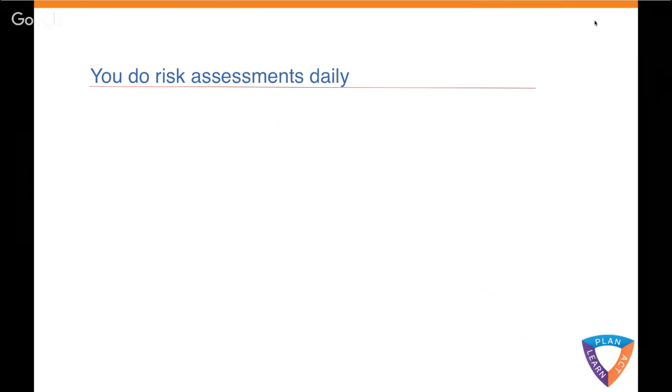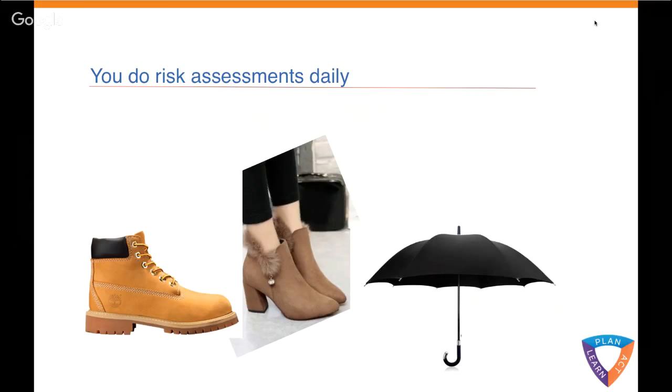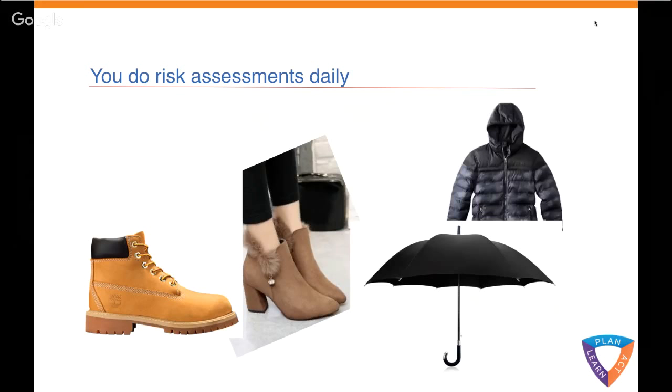You looked out the window, you looked at the weather, the ground conditions, and you determined what footwear to wear. You looked at the hazard, you looked at the risk, and then the control measure you put in place was suitable footwear. Also looking out the window, you saw it was raining. You don't want to get wet, but the control measure you put in place was to use an umbrella. You also noticed there was a wind chill factor in the air today. So you assessed the risk, and your control measure was to wear suitable and adequate clothing.